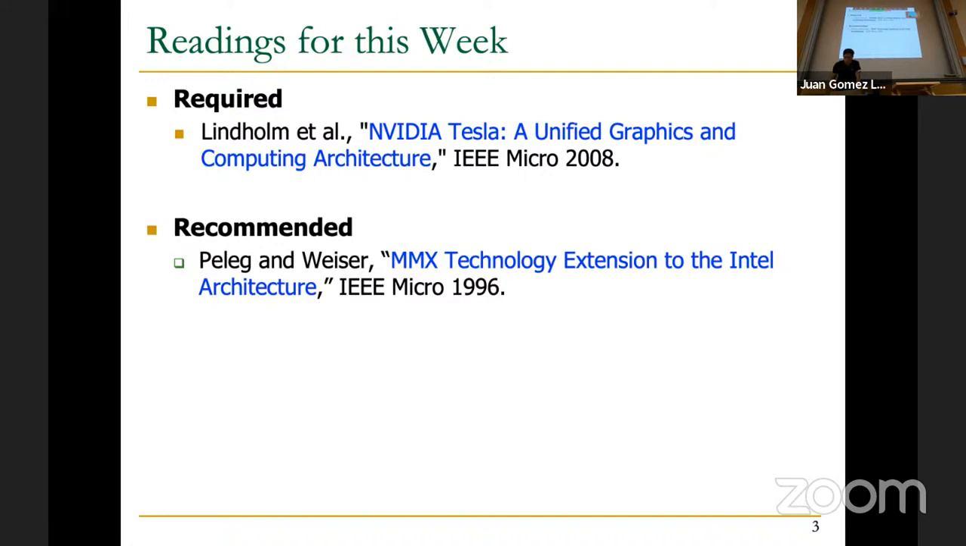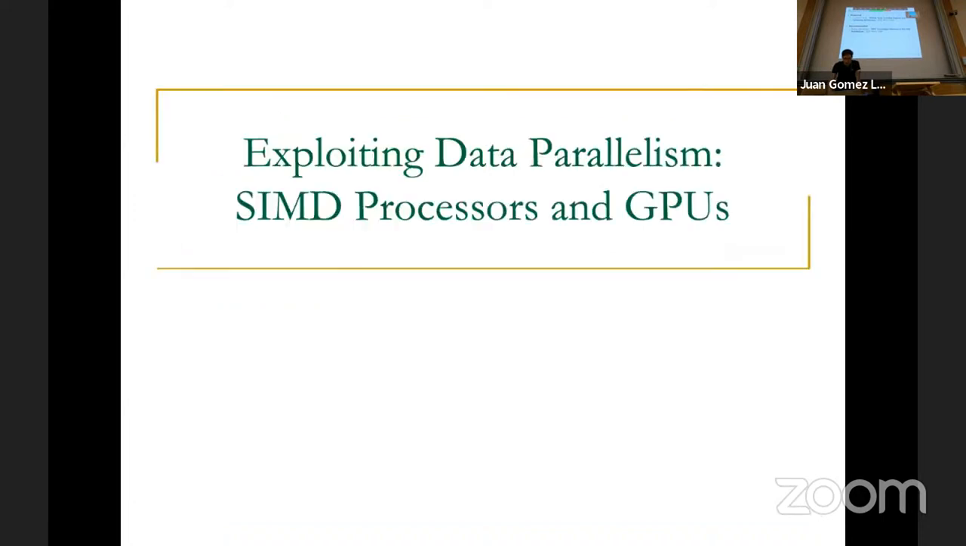And the second one, it's probably something that we are also going to discuss today briefly, are the MMX extensions in Intel processors. These are, let's say, the type of SIMD processing that we can find in regular CPUs these days, or at least the preliminary type of SIMD processing in these CPUs.